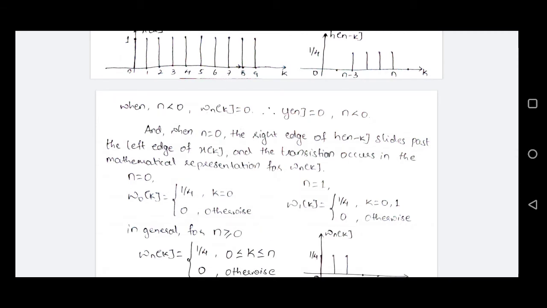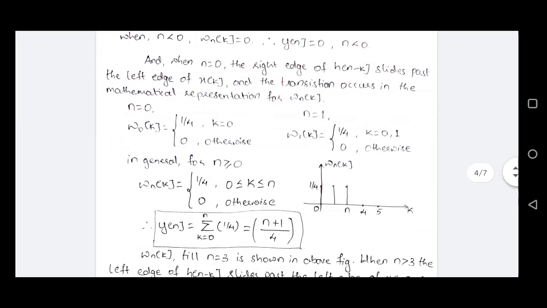Now we'll keep on increasing the value of n as said in the procedure. When n is equal to 1, two samples will overlap: one sample at n equals 0 and another sample at n equals 1. So the value of the intermediate signal will be 1 by 4 itself, but this time at two positions, for k equals 0 and 1, and 0 otherwise. So in general, for n greater than or equal to 0, the intermediate signal will be 1 by 4 for k between 0 and n, and 0 otherwise, which has been depicted here.